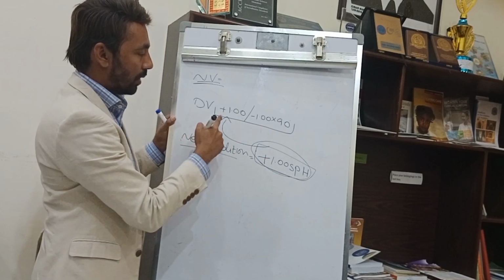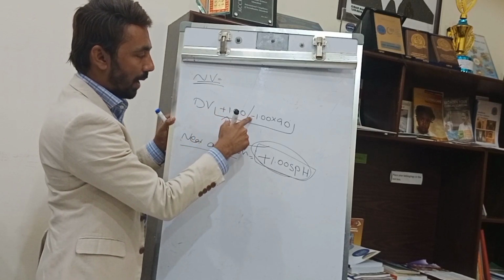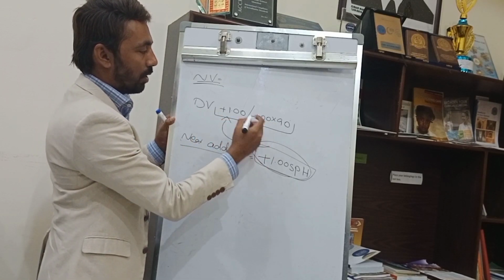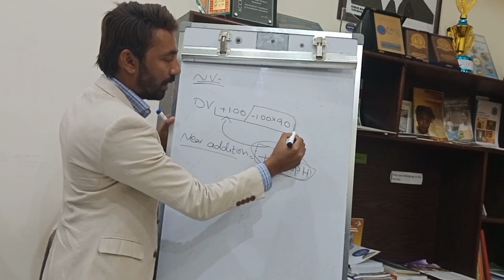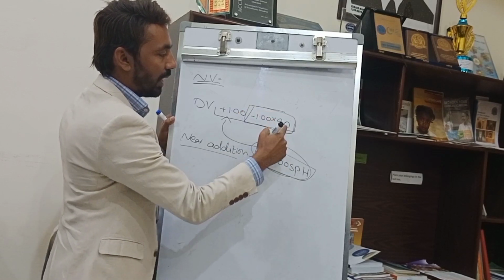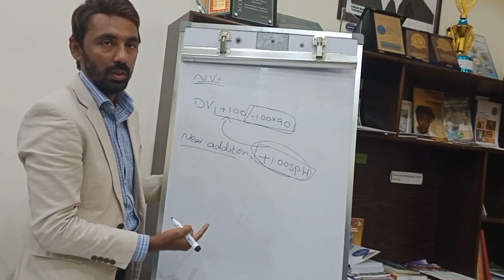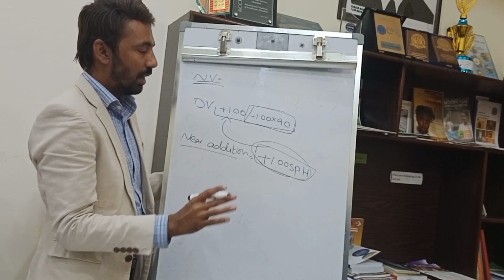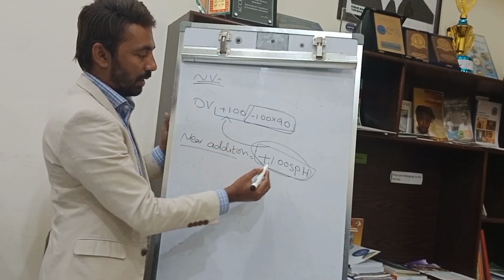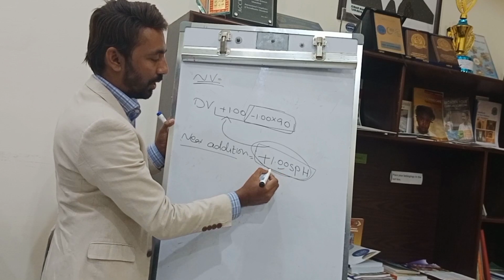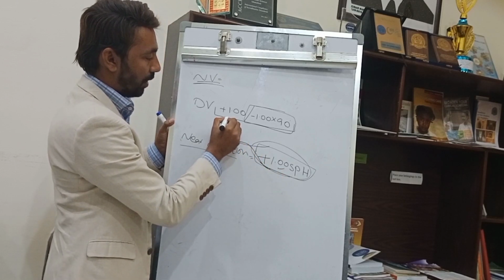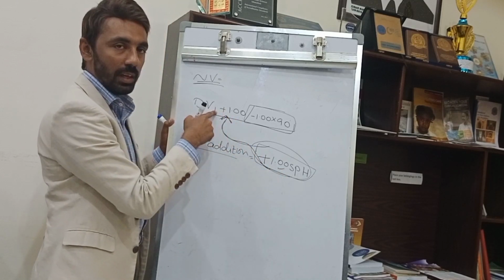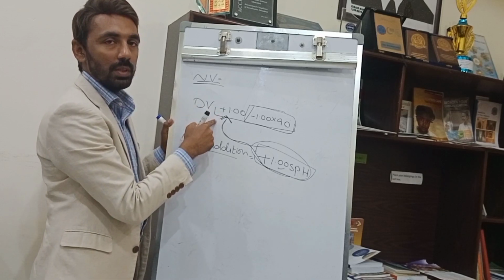correction, right? So the spherical correction is +1 with -1 cylinder at 90 degree. So now we have nothing to do with the cylindrical correction and the axis of the cylindrical correction, right? We just have to add this near addition prescription in the spherical correction. Make sure in the spherical correction of the distance vision prescription, right?